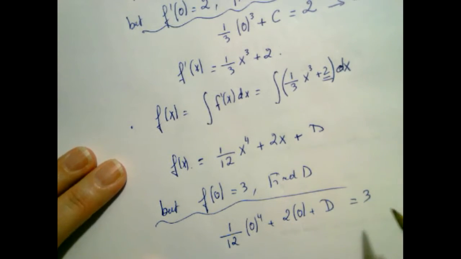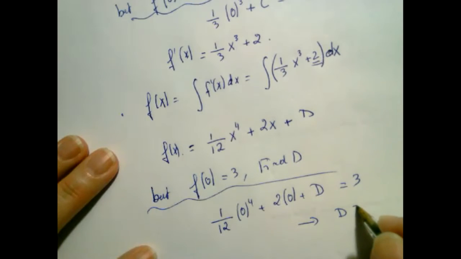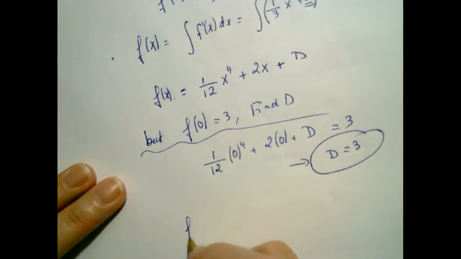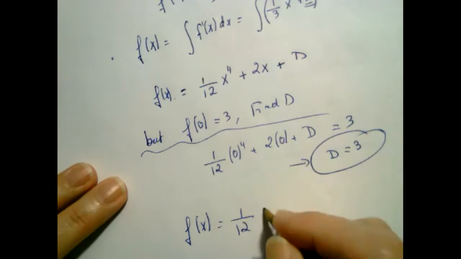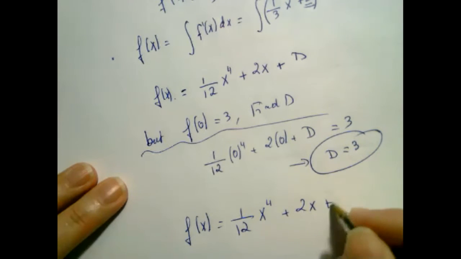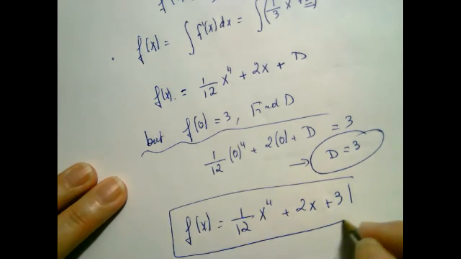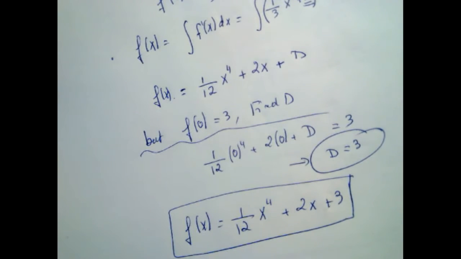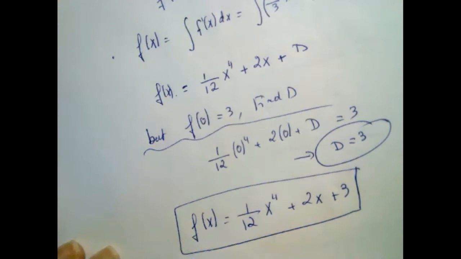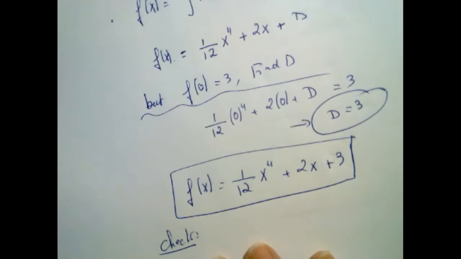I get 3. So this would give me d equal to 3. So now the function I'm interested in is 1 over 12 x to the 4 plus 2x plus 3. Okay. Now we can check our work. What do I mean by check? Checking in this case requires you to check 3 things.